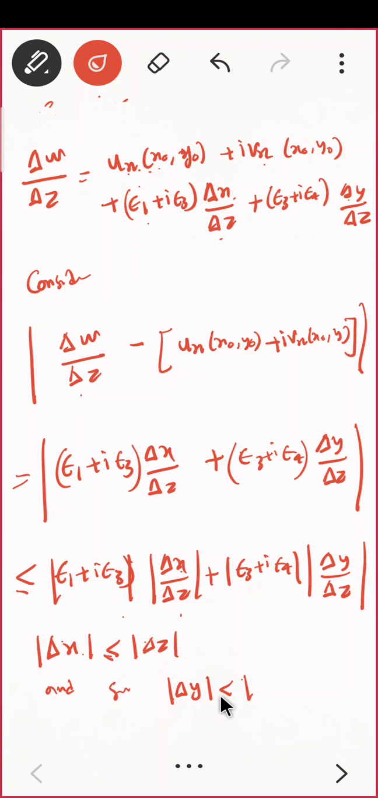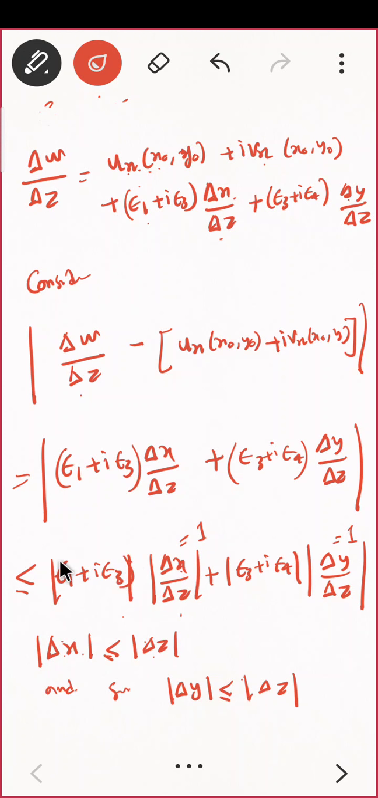If they are 0, then they are equal. Mod delta y is less than or equal to mod delta z, even when they are real. Do you agree? This is because delta z is delta x plus i delta y. So I am just taking the real part. If I take the mod of the real part, that is less than or equal to the whole mod, and here I am taking just the imaginary part. So these two will be working as one in the next step, correct? Because delta x by delta z is at most one, and this is also at most one.